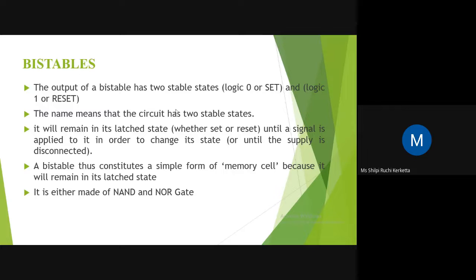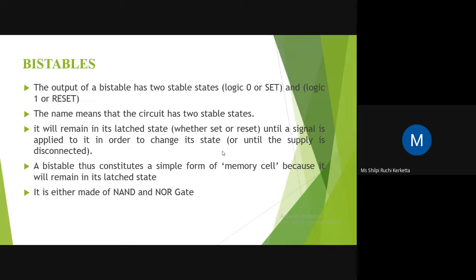So a bistable has two states. One is logic 0, we call it set. The other is logic 1, we call it reset. So these are the two states. The name means that the circuit has two stable states, one set and one reset. That's why we call it two stable states. So there are two types of element. Earlier a student was asking about this. This bistable is also called a latch state. And one more, there is a clock state.